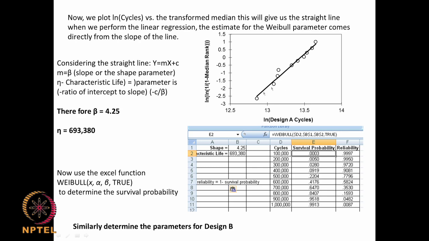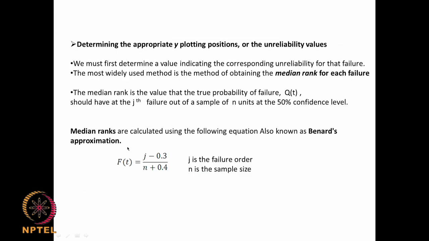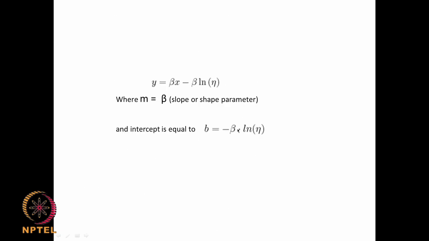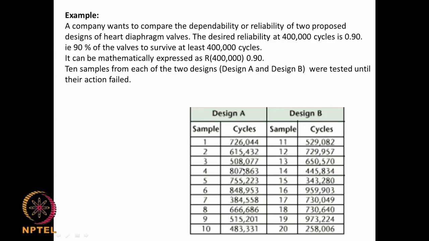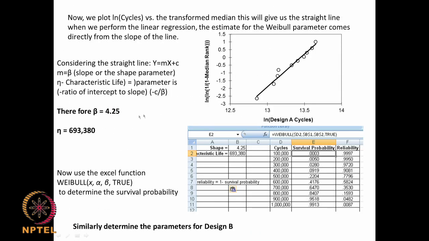You get a beautiful straight line. Here is the logarithm of design cycles, and here you plot the ln of 1 divided by 1 minus median rank. So, the slope will give you the beta, and the intercept divided by the slope will give you the eta, okay, because as you can see here, this is the intercept, this is the slope. So, divide this by that, and we end up getting the eta. So, beta is there, eta is there.